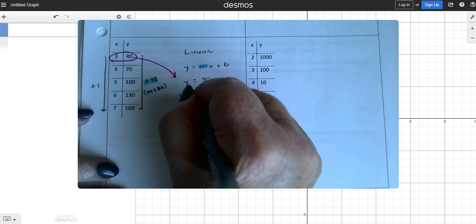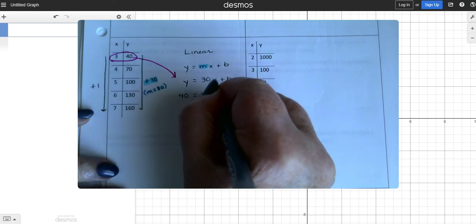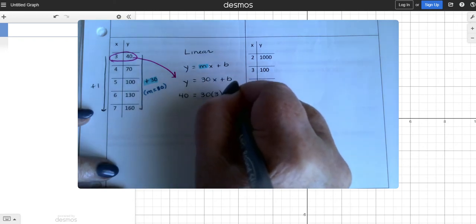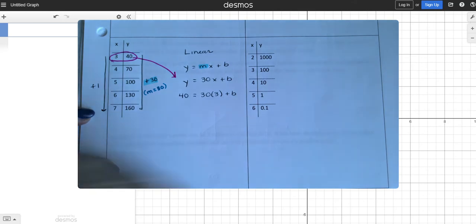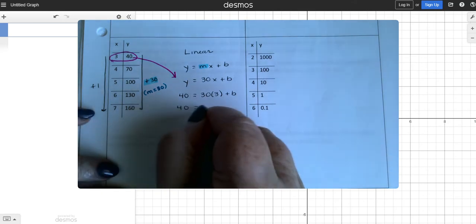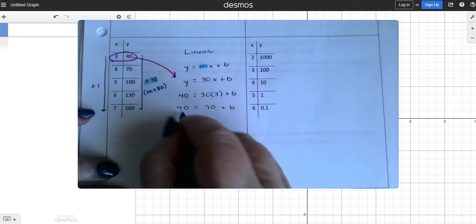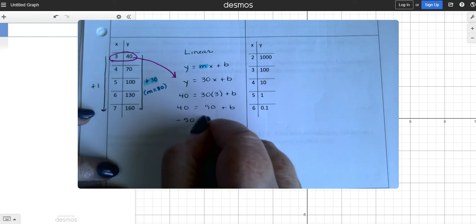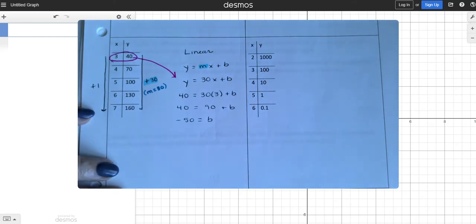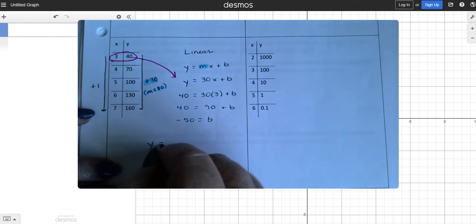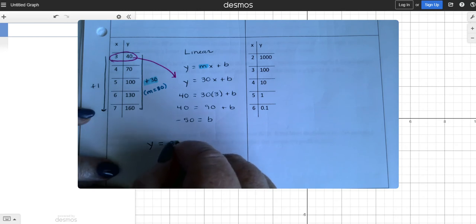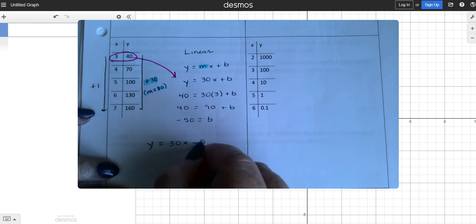40 for y, 3 for x. So 40 equals 90 plus b. And subtracting the 90 is going to give me negative 50 for my b value. And so my equation is y equals 30x minus 50.